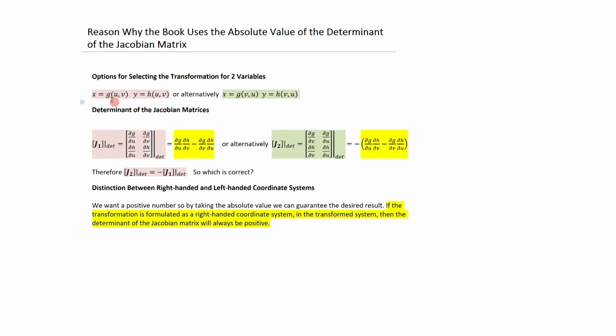So for example here, if x is a function of u and v, and y is a function of u and v, let's say we swap these two. We put them in a different order. If you do the determinant of the Jacobian matrix for the first case and the second case, you'll find that the two expressions are not the same. However, they are related to each other by a negative sign. So in one case you get a positive value, in the other case you get a negative value. And so which one is correct? Again, this goes back to what we just discussed in the previous slide. It's the distinction between right-handed and left-handed coordinate systems. All right, so you can just read this for yourself.